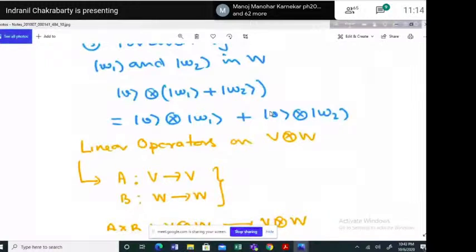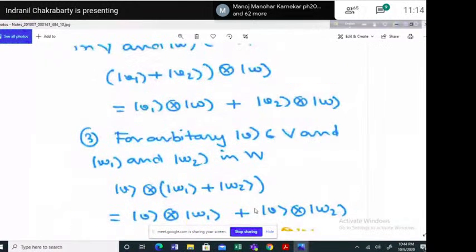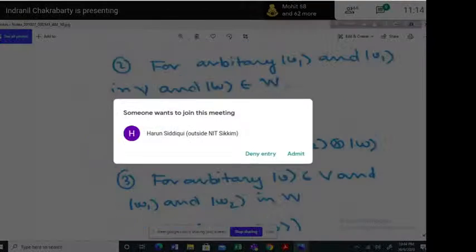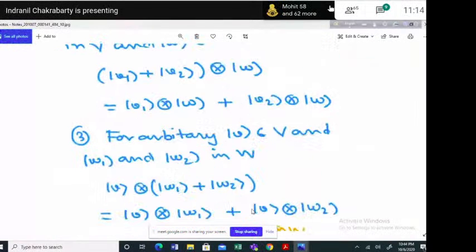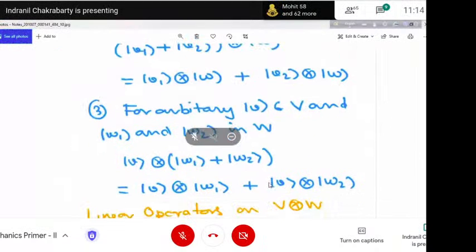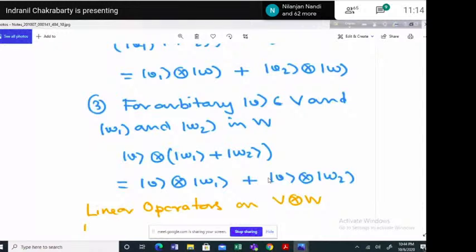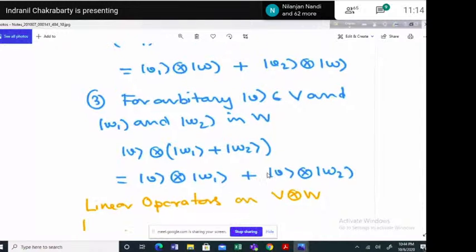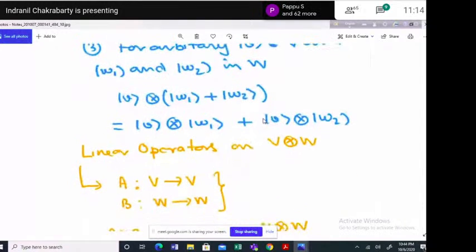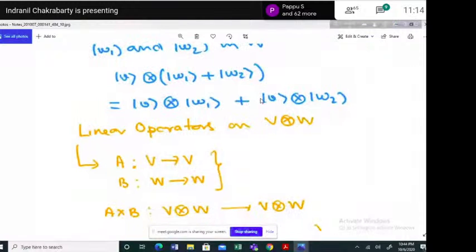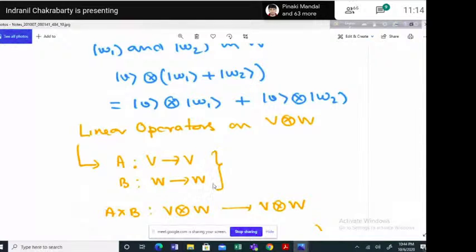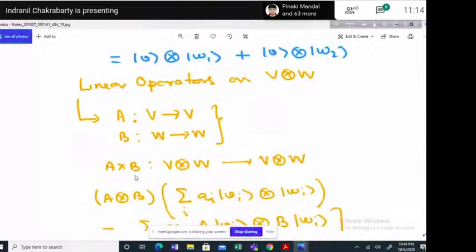So, linear operators. These are the properties of the tensor product space V cross W. But how do I define linear operators acting on such a tensor product space? Let us say there is a linear operator A from V to V and B from W to W, and then A cross B is a linear operator from V cross W to V cross W.